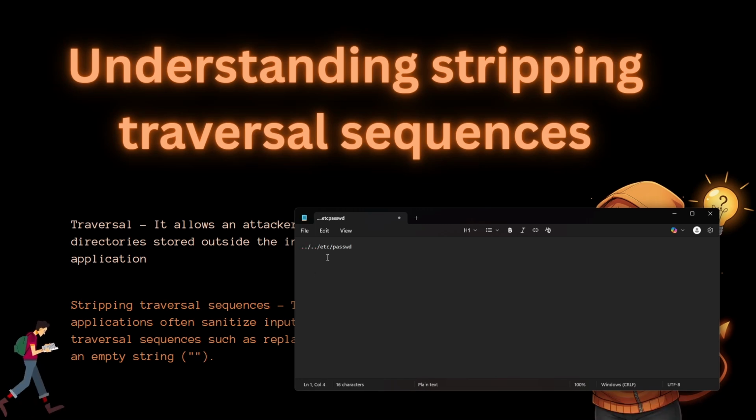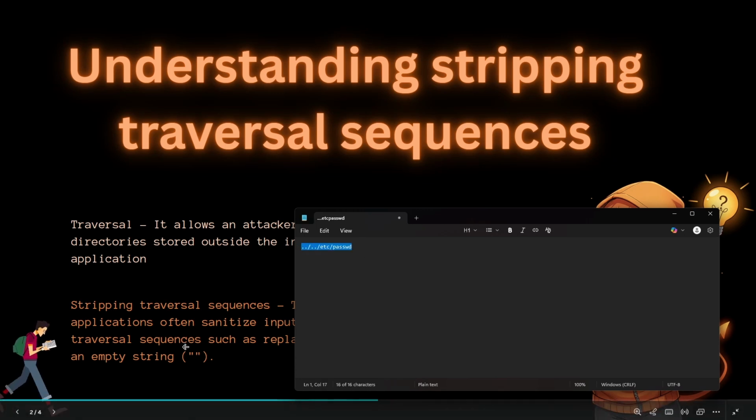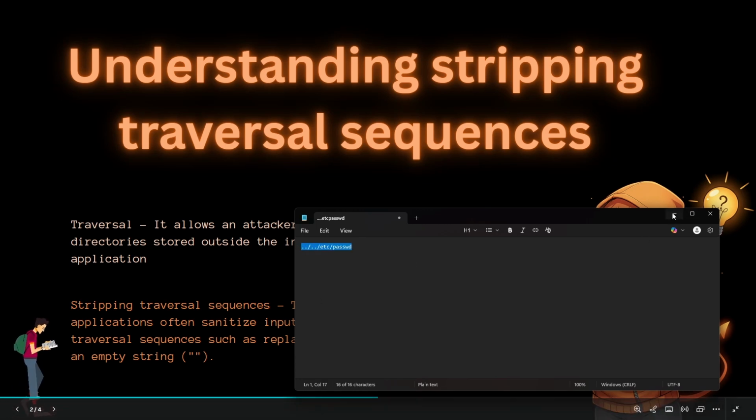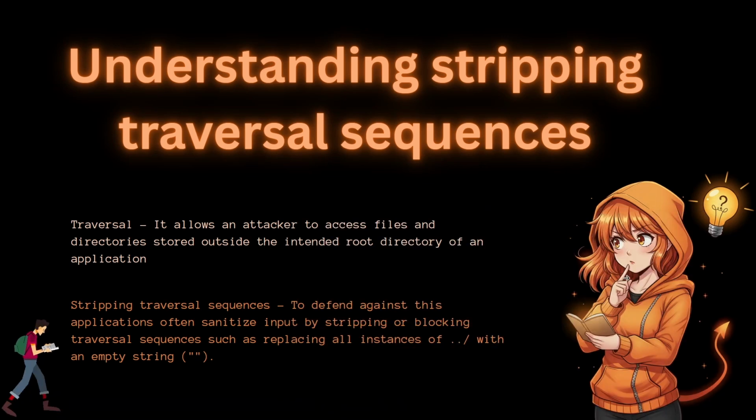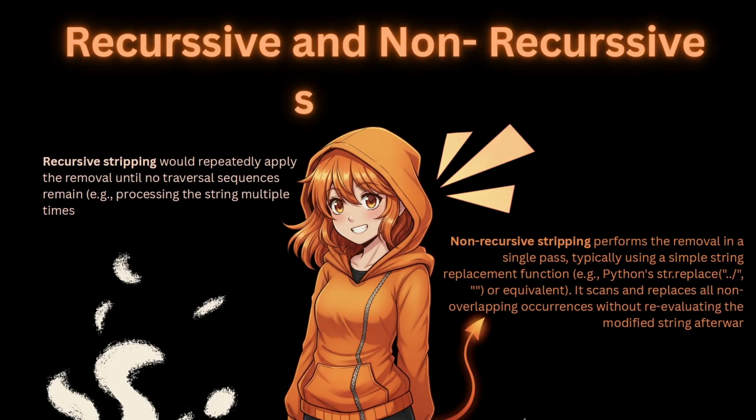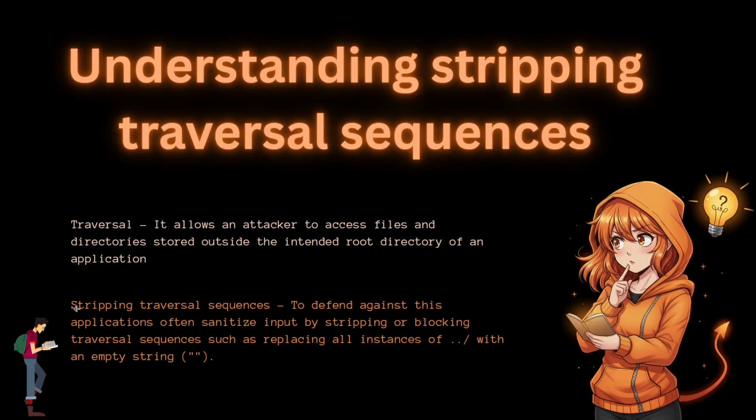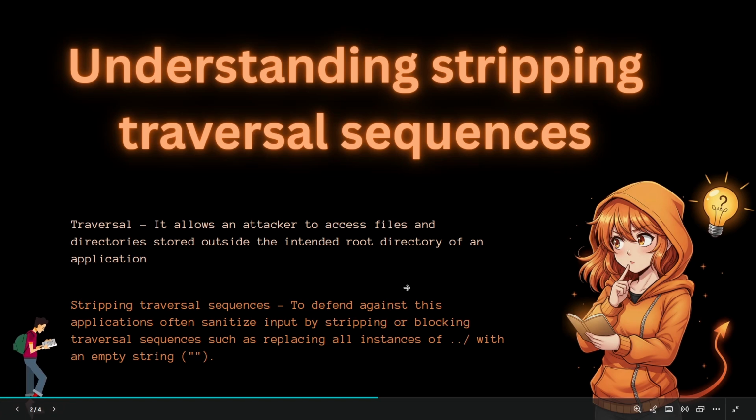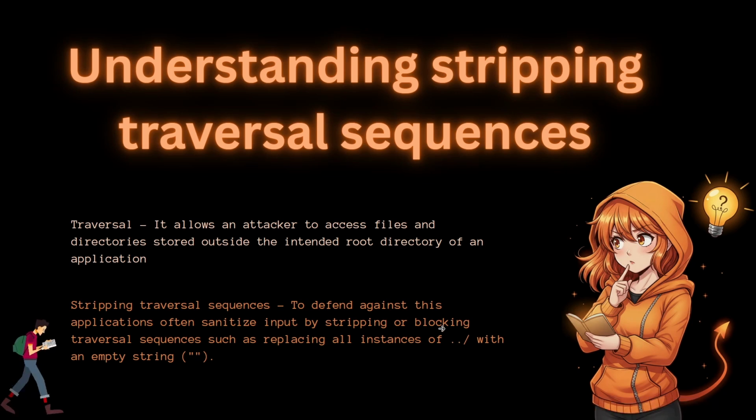So how can we bypass this? How can we filter this out? We'll check this in the further slides and try to understand it. I hope you got the idea of stripping traversal sequences. Mostly the application tries to remove this kind of input, so that the attacker is not able to bypass this kind of vulnerability.